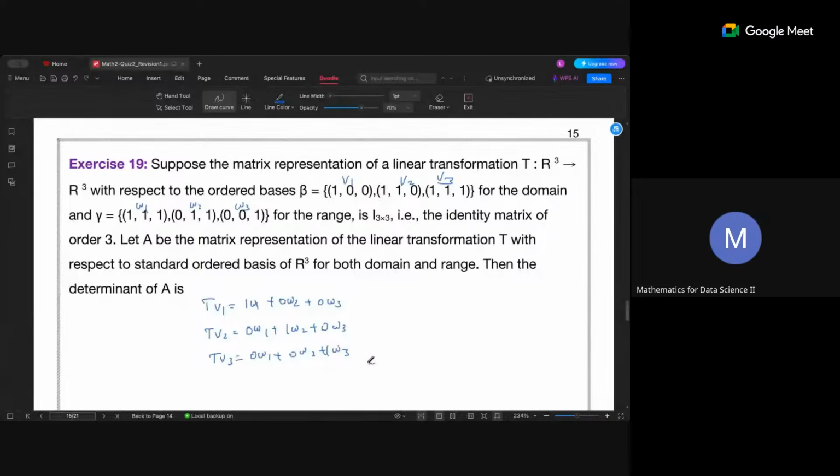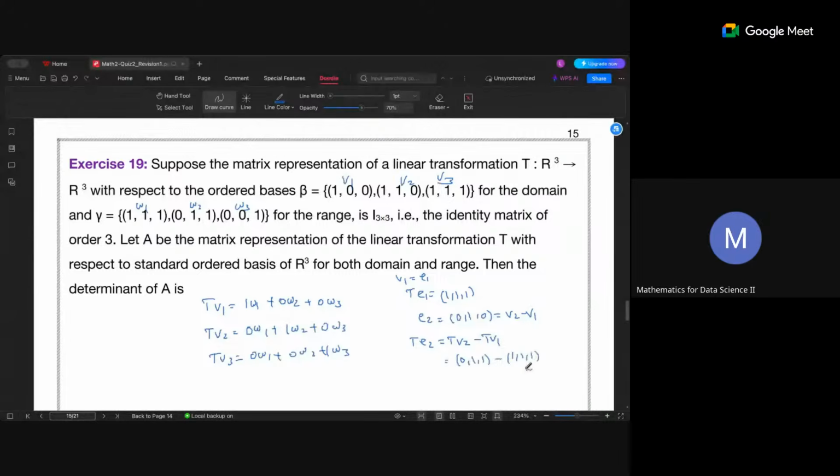So V1 is the same as E1. So you know what TE1 is already. What is TE1? 1, 1, 1. Okay. Now, how to write E2 in terms of V1, V2, V3? I want 0, 1, 0. Can I write it as V2 minus V1? So TE2 is simply TV2 minus TV1. So what is TV2 minus TV1? 0, 1, 1 minus 1, 1, 1.